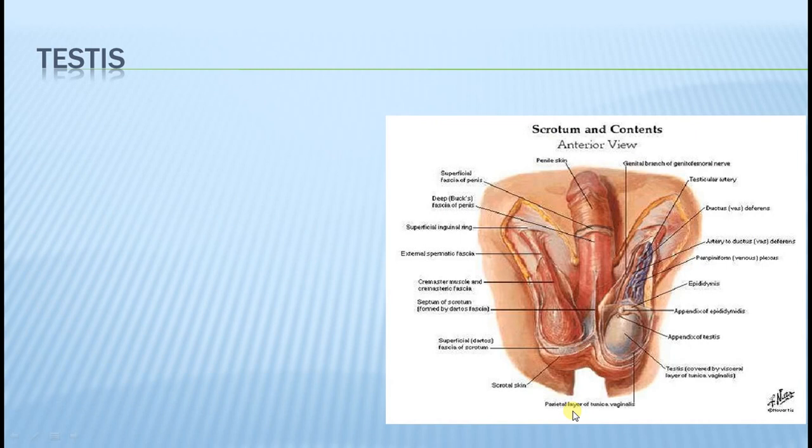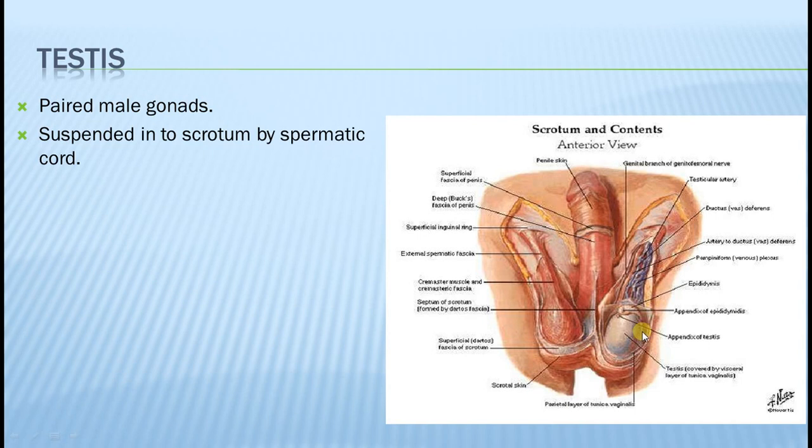So we have seen about the scrotum, the layers of the scrotum, the function of the scrotum. Now we will move on to the male gonads, that is the testis. So males possess a pair of testes, which is again present within the scrotal sac. The left testis is slightly lower than the right testis. That is the reason, again, because the left spermatic cord has a greater length. Suspended in the scrotum by the spermatic cord.